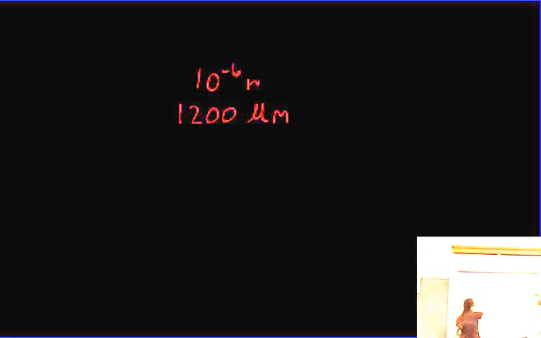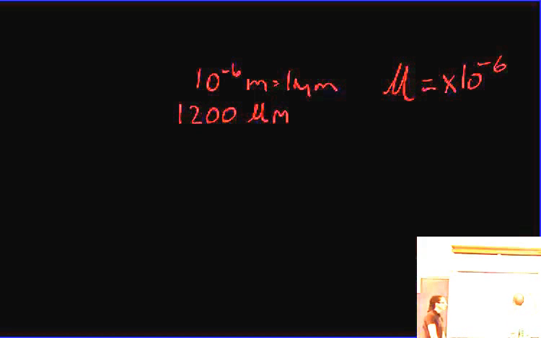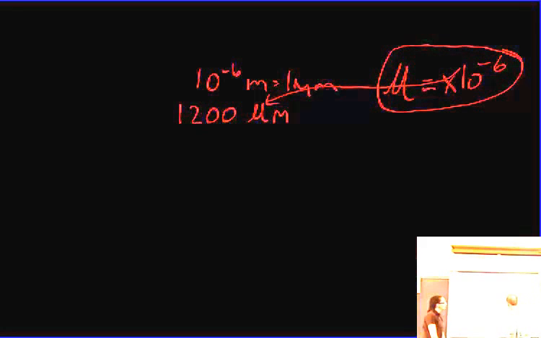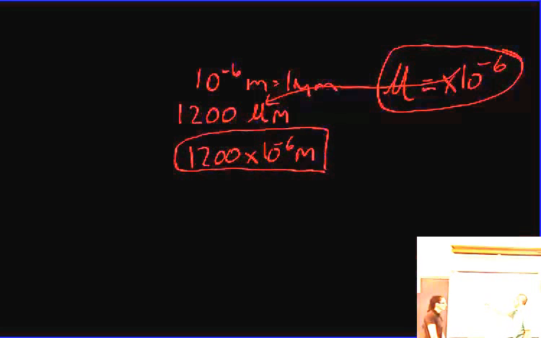Okay, so let's say we had 1,200 micrometers. Now, micro is not one I have memorized, so I'm going to look in my book. My book tells me that 10 to the negative 6 meters is 1 micrometer. Okay, 10 to the negative 6 meters equals 1 micrometer. So basically what we're saying is this prefix micro equals times 10 to the negative 6th. So all you have to do is make that substitution: 1,200 times 10 to the negative 6 meters. Now it's in scientific notation, sort of.